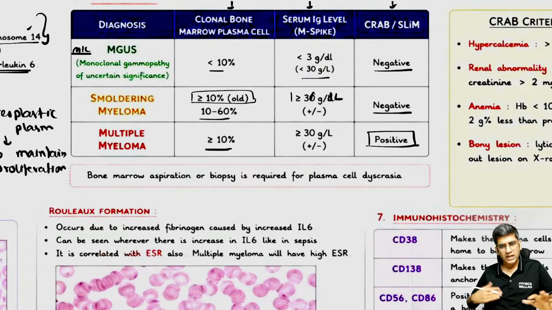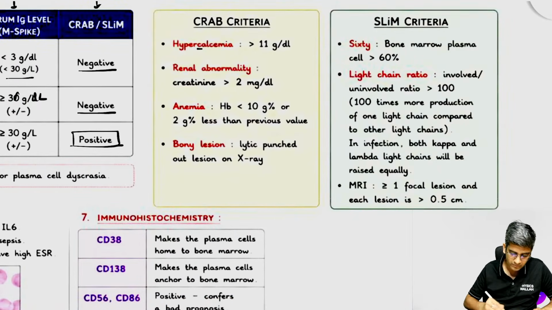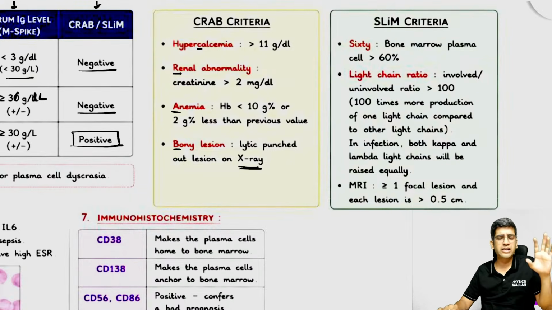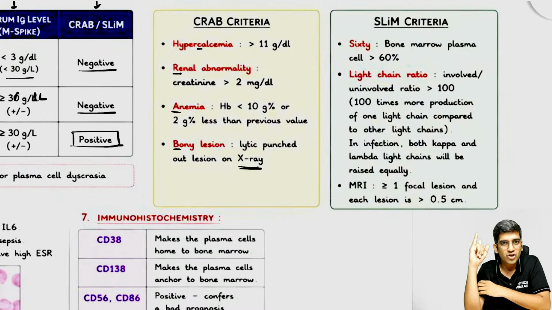Definitely required, right? I'm sure you know what CRAB criteria is. Fine. CRAB is hypercalcemia, renal abnormality, anemia, bony lesion on an X-ray. It should be on an X-ray. We have discussed CRAB criteria multiple times, which means bone is gone, bone marrow is gone, right?